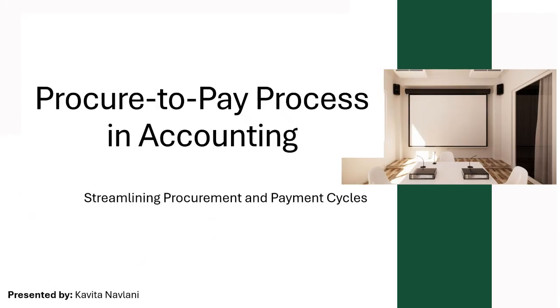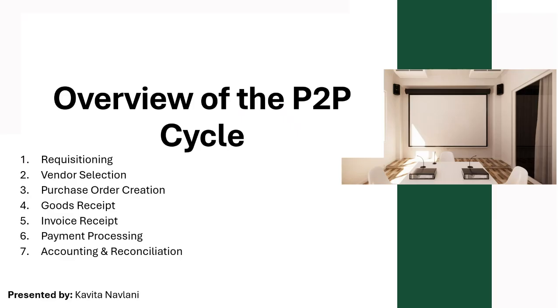This is the 7 steps of P2P: requisition, vendor selection, purchase order creation. So we created the purchase order. But in our company, there is no system of the goods received. Directly we will receive the invoice, because it varies from company to company. But basically in the P2P, 7 steps are there.